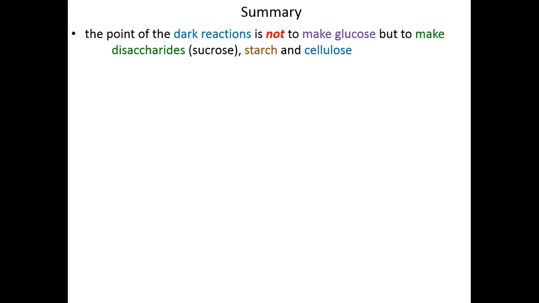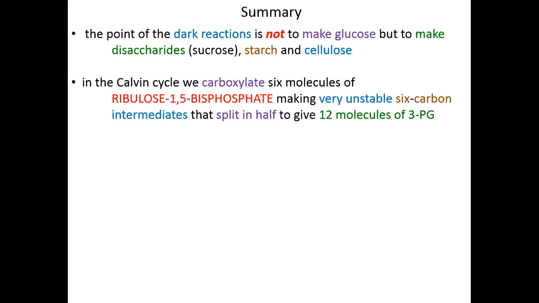So, to summarize this chunk, the point of the dark reactions is not to make glucose for food, but to make glucose that can be stored as starch or as cellulose in the cell wall. For the carbon cycle, we take 6 individual molecules of ribulose 1,5-bisphosphate and we carboxylate them each with 6 carbon dioxides. That yields a very unstable 6-carbon molecule, but we have 6 of those. Each one splits in half to give a total of 12 molecules of 3PG.